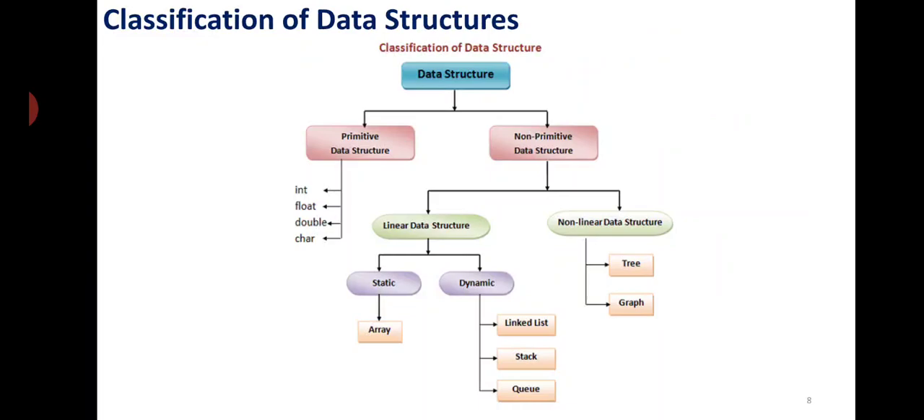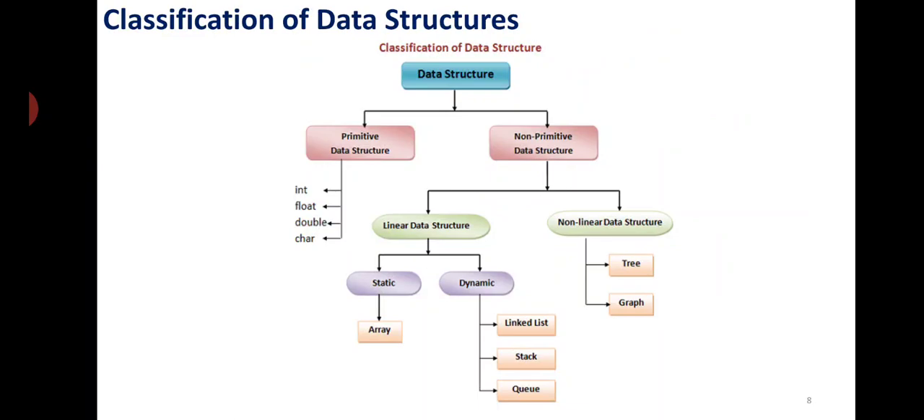Next is non-primitive data structures. Opposite to this, they do not operate upon machine level instructions. Again, non-primitive is divided into two types, linear data structures and then non-linear. In linear, we have two types, static and dynamic. Example for static is array, dynamic is linked list, stack and queue. And whereas in non-linear data structures, we have tree types and graph types. So this is the complete classification of data structures.